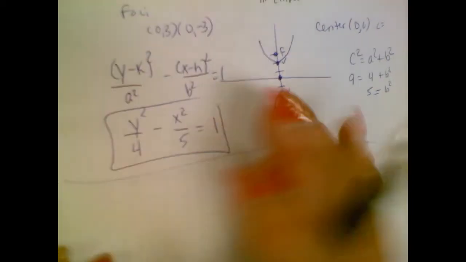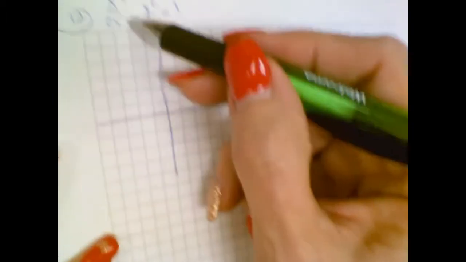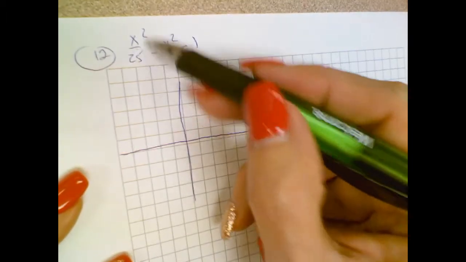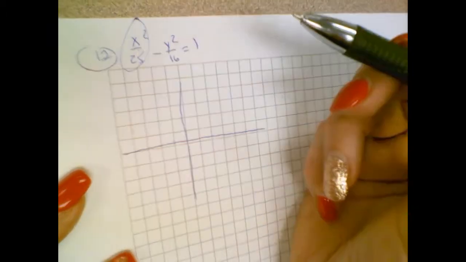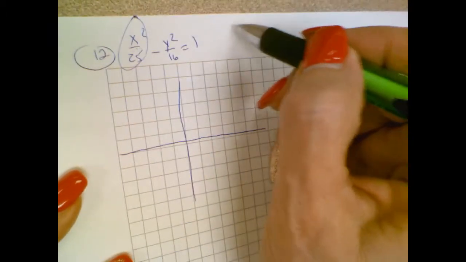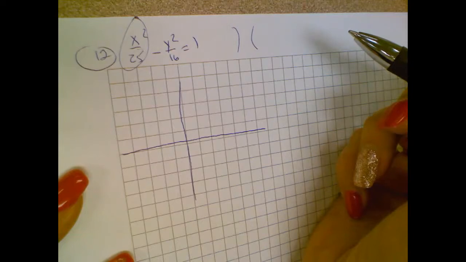And 12. Next paper, we're going to do some graphs here. Number 12, x squared over 25 minus y squared over 16 equals 1. So this is a left and right hyperbola because the bigger, or the positive number, is the x. So it's going to go left and right. So it's going to look like this. Keep that in mind when you do this.